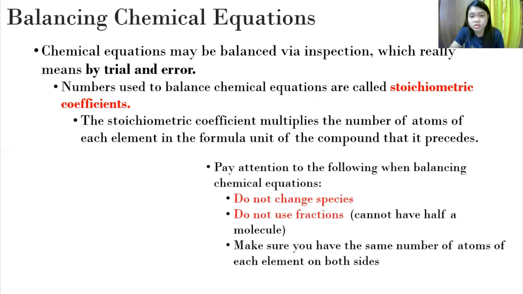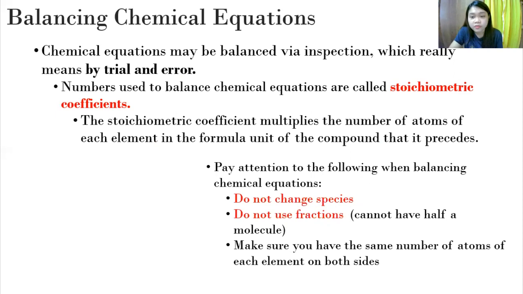Another thing that we need to pay attention to when balancing chemical equations is that we don't need to change the species. If we're given a certain word equation and we want to balance the chemical equation, there is no need to change the species. Just don't do that, because the word equation may be different from the corresponding chemical equation that it forms. To balance the equation, you don't need to change the species, because it wouldn't represent the word equation anymore.